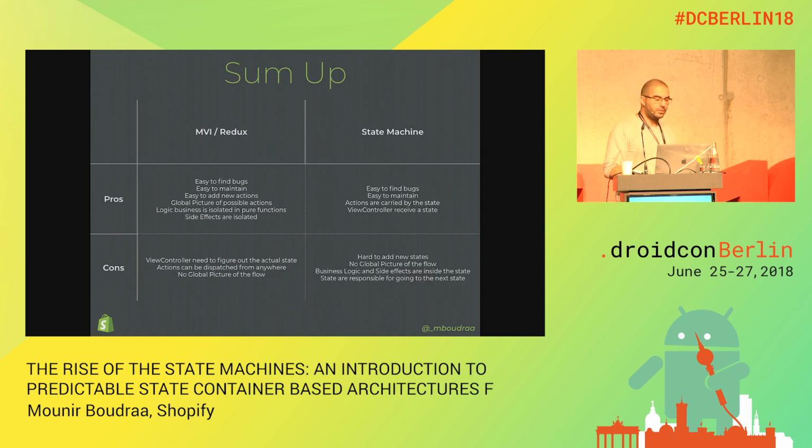State machines, on the other hand, have pretty much the same pros, because it's the same philosophy. We deal with states, so it's easy to find bugs as well, and easy to maintain for the same reason, because we don't have a lot of components to deal with. One problem solved here is that actions are carried by the state itself. So there is no way you call an action that is not handled by the state. If it's not clear, we'll see this right after.